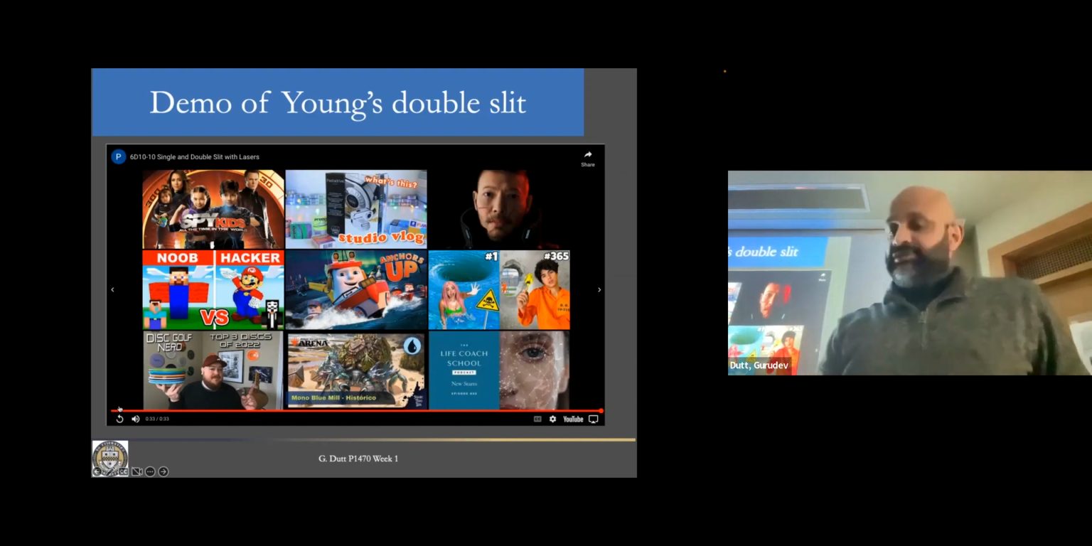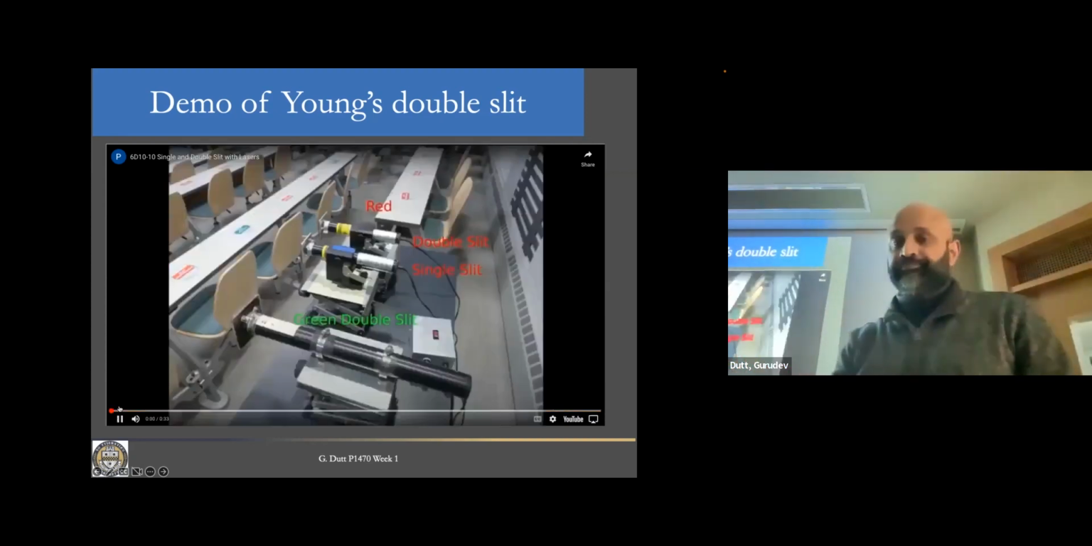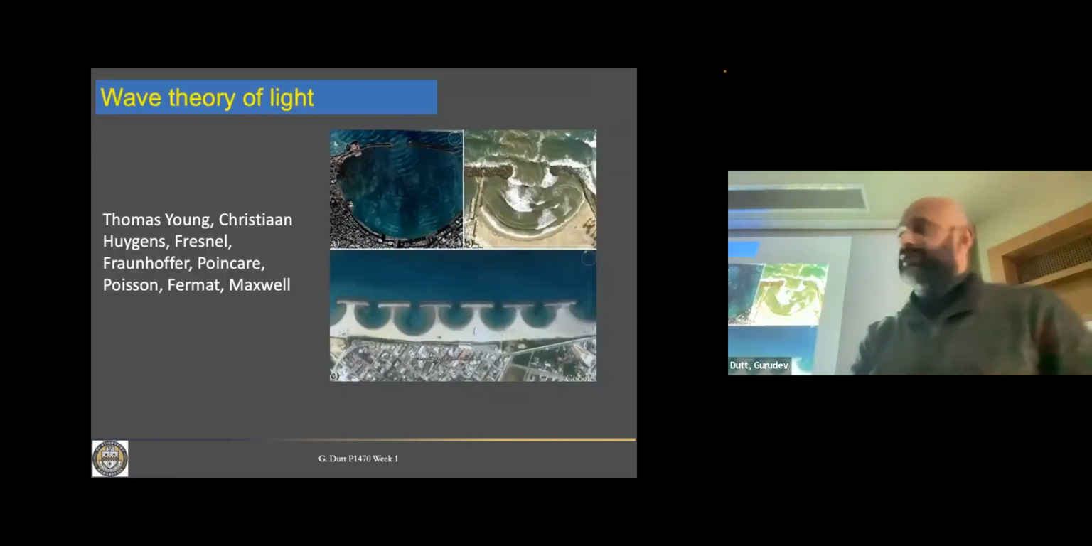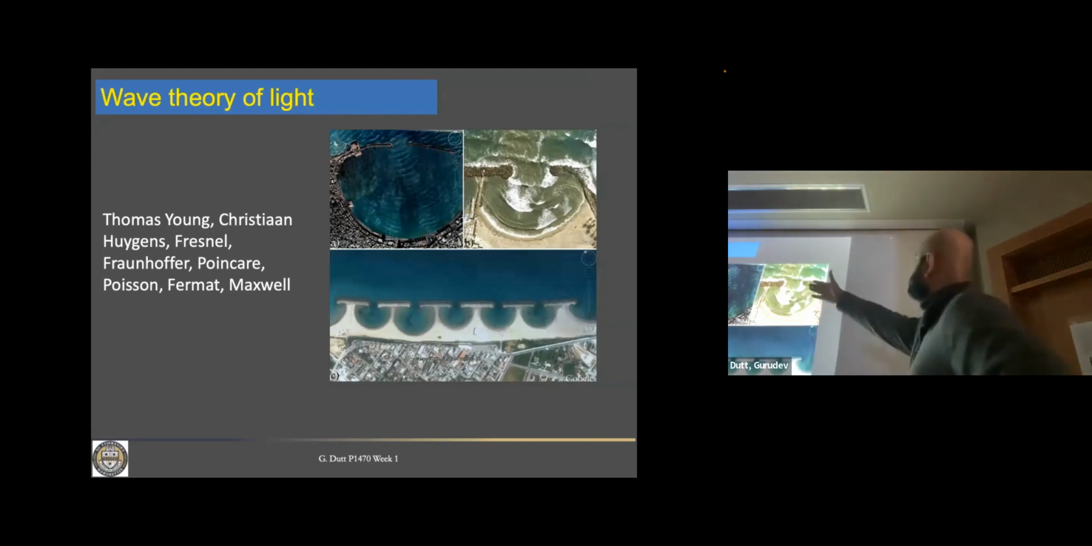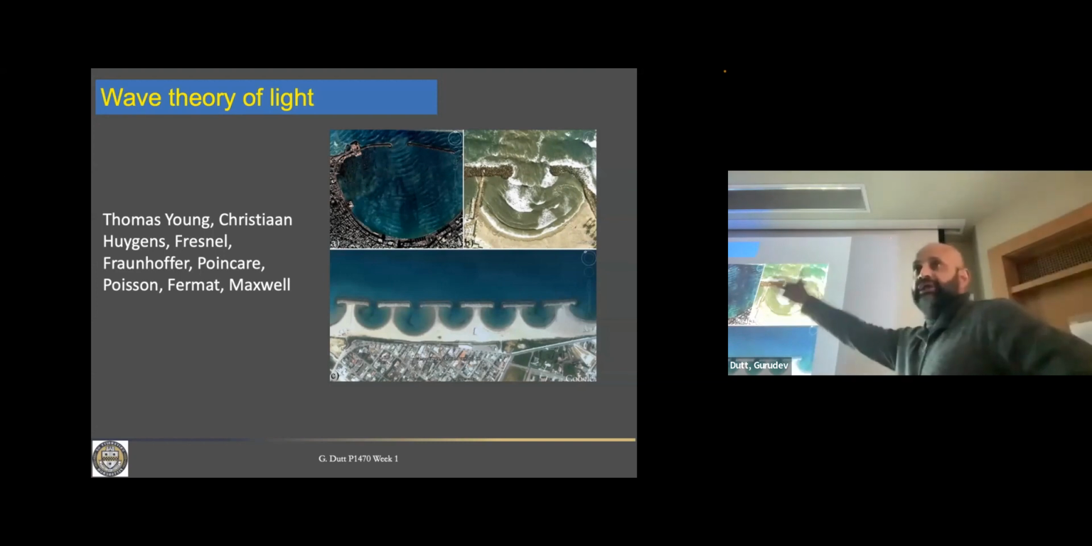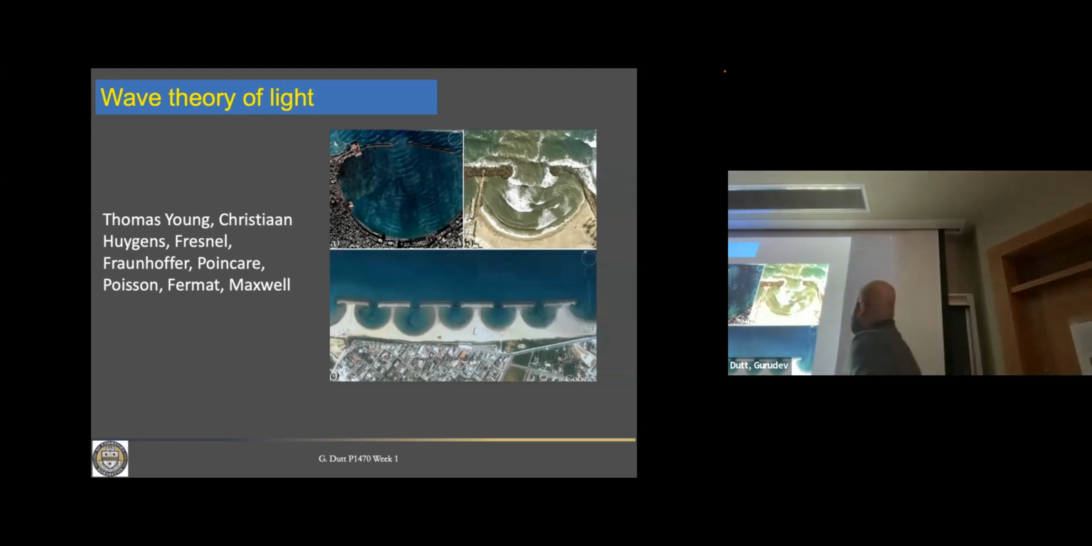So we have this experiment that was carried out by Young, of this interference pattern, as it has been known. Okay, and this took another 50, 60 years for the development. Many famous names in the wave theory of light: Young, Huygens, Fresnel, Fraunhofer, Poincaré, Poisson, etc., up to Maxwell.